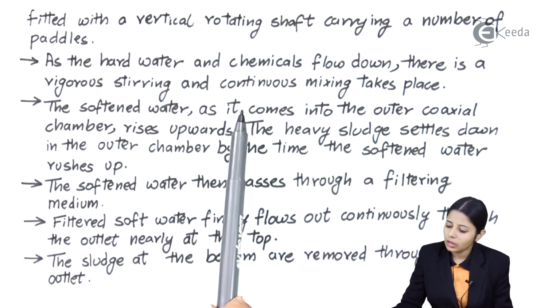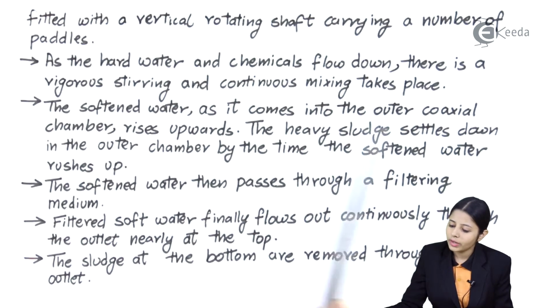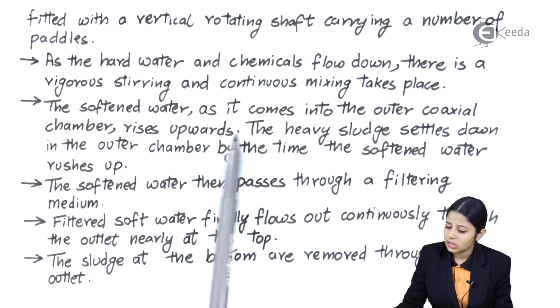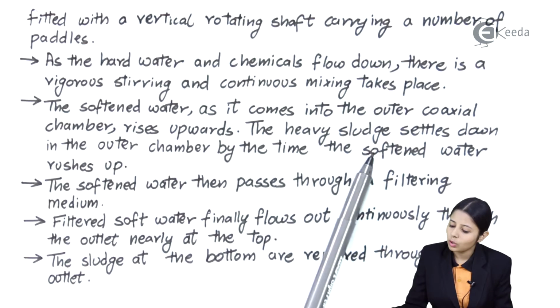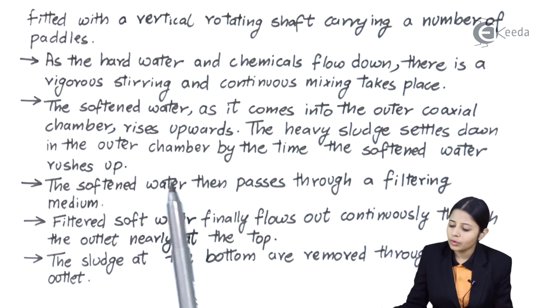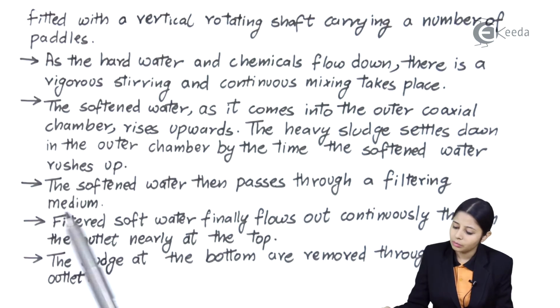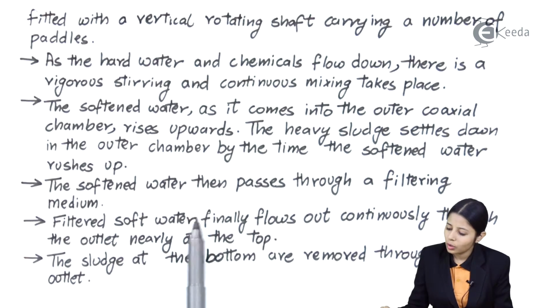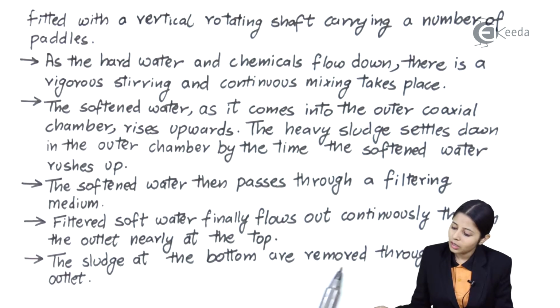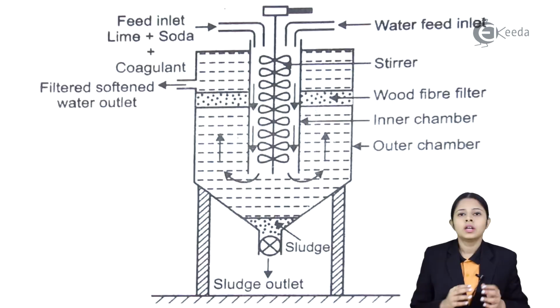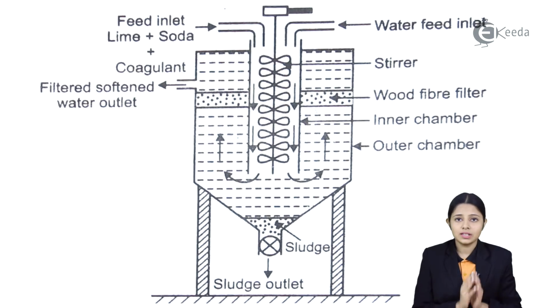The softened water, as it comes into the outer coaxial chamber, rises upwards. The heavy sludge settles down in the outer chamber by the time the softened water rushes up. The softened water then passes through a filtering medium. Filtered soft water finally flows out continuously through the outlet near the top. The sludge at the bottom is removed through the sludge outlet. Now let us see what exactly happens in this continuous process with the help of a diagram.